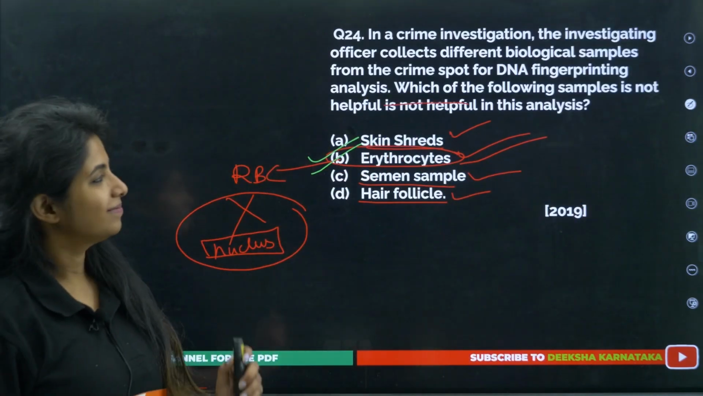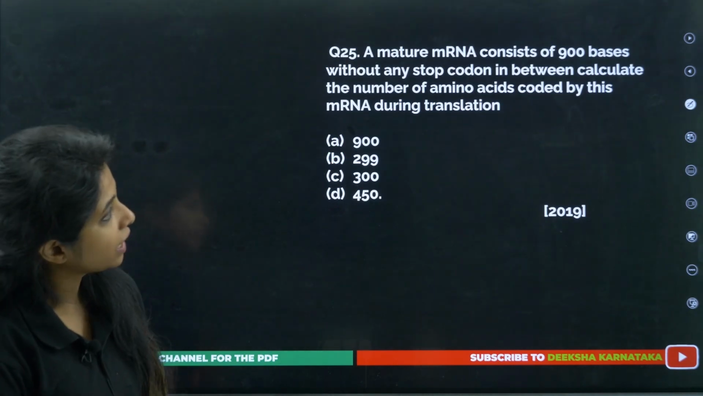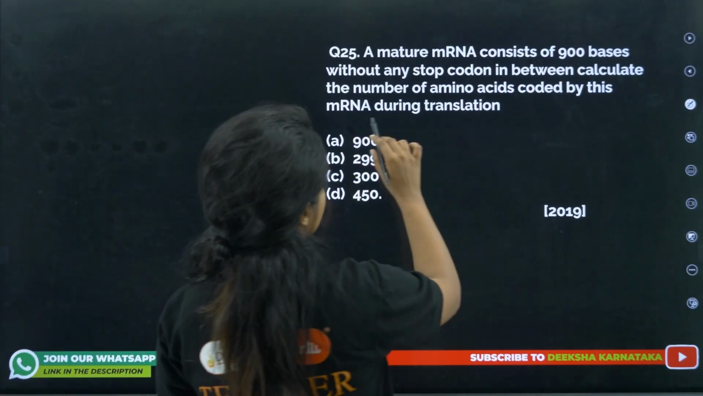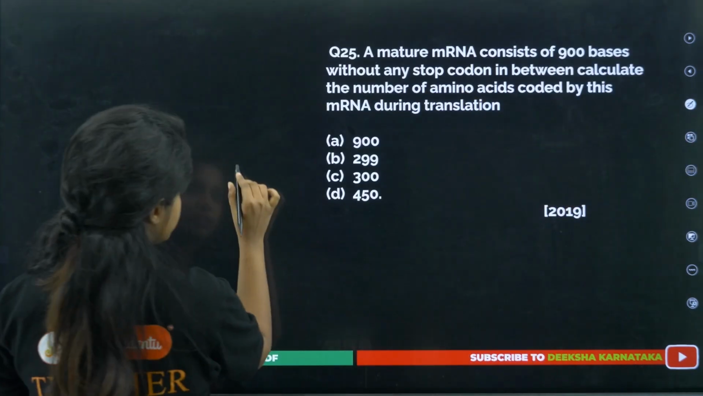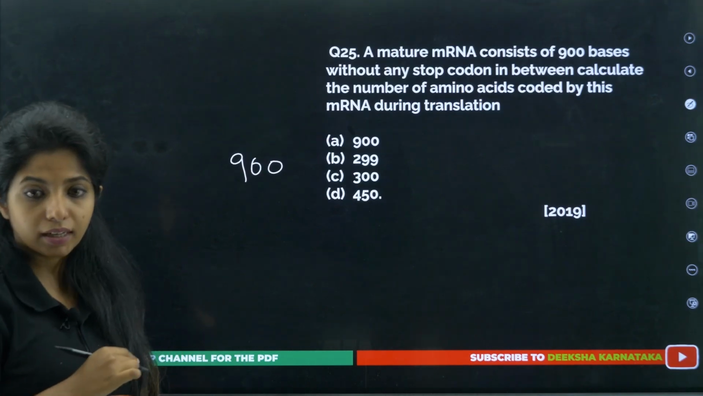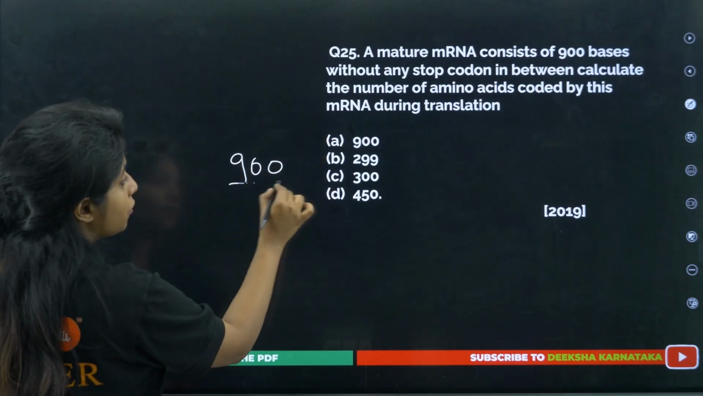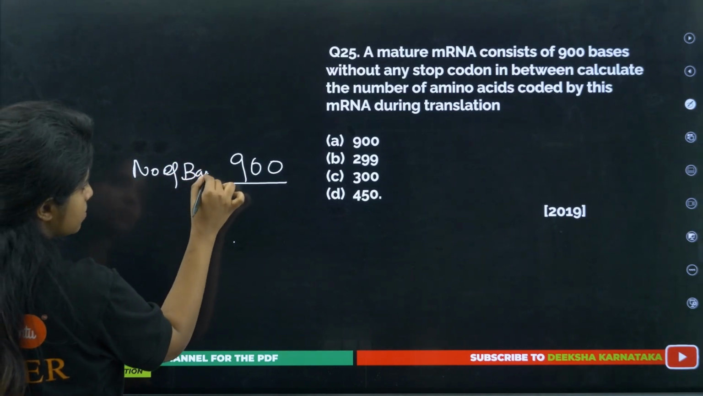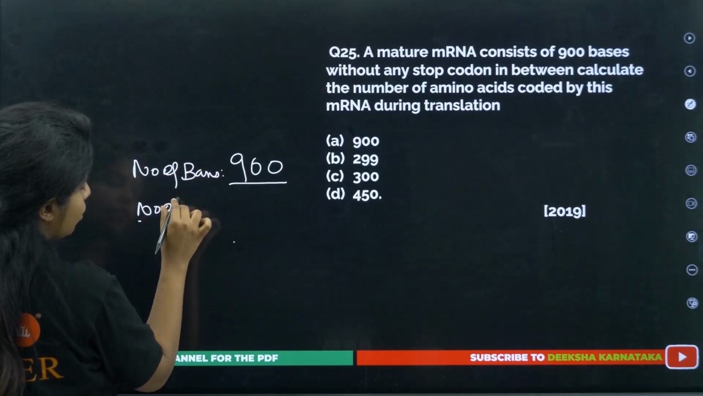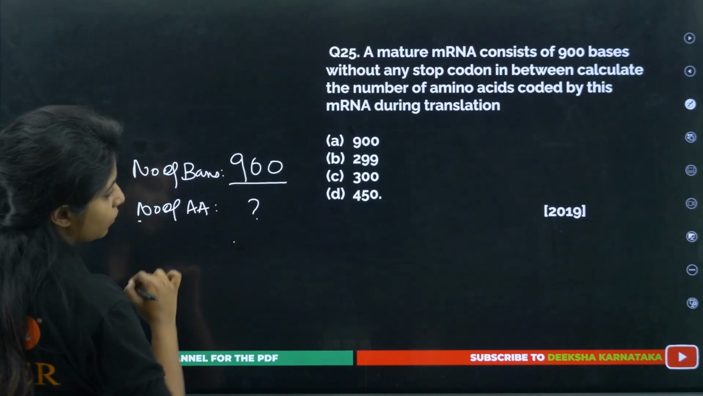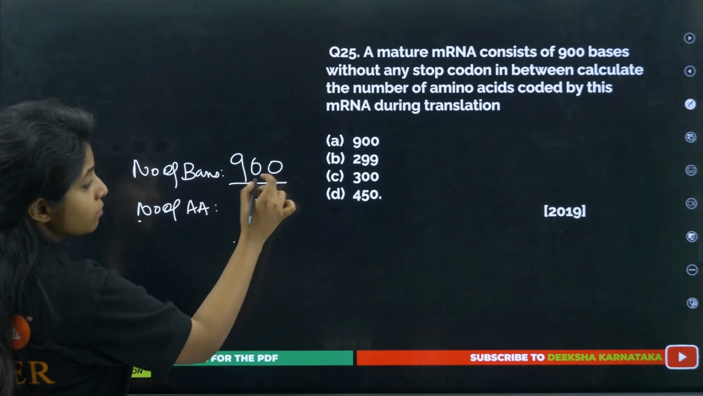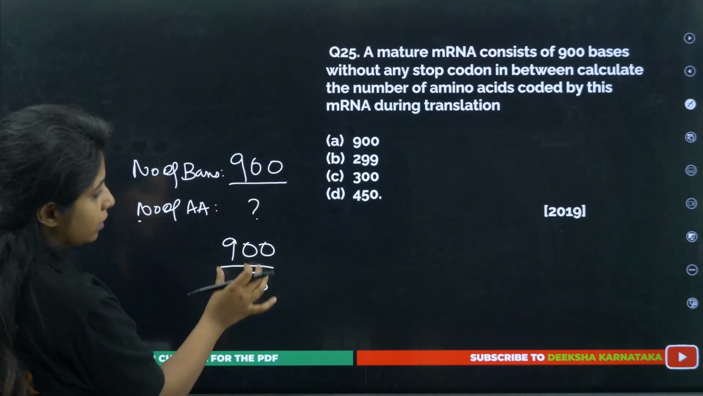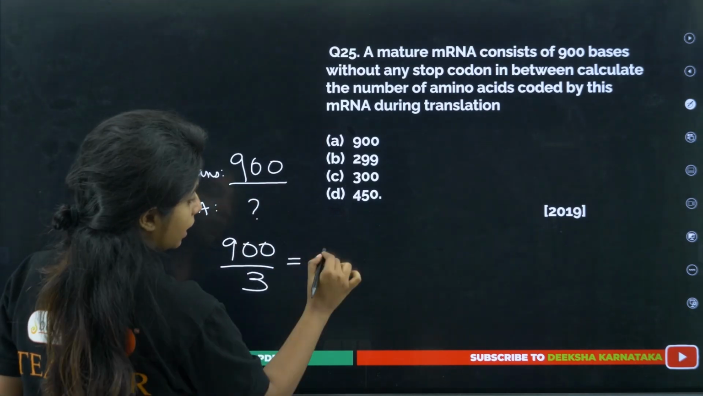Next question. A mature mRNA consists of 900 bases without any stop codon in between. Calculate the number of amino acids coded by the mRNA during translation. So 900 bases are there, my dear children, and you have to find the number of amino acids. Number of bases is 900. Number of amino acids will be what? You know bases come in triplets, so 900 divided by 3, they will be coming in 3-3 format. If I do that, I get 300.